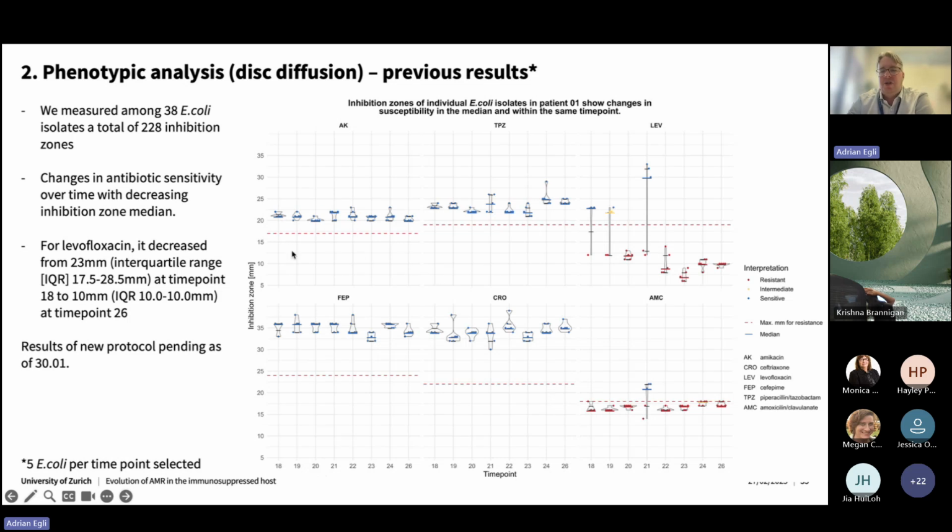And you can see that for certain antibiotics, it's really boring because nothing happens in this particular patient, which is interesting. Sometimes it might even get a bit more susceptible at later time points. But what is also interesting is that we have sometimes different subpopulations inside the same patient. And here in this case with levofloxacin, you see a clear increase of resistance. And so that's just one patient.